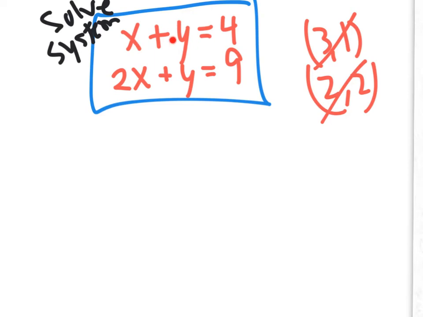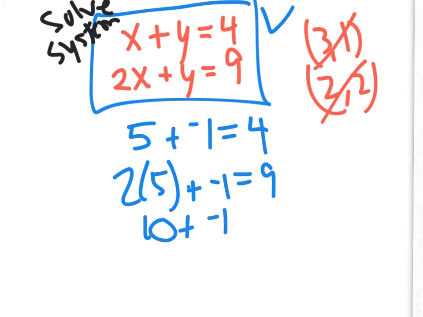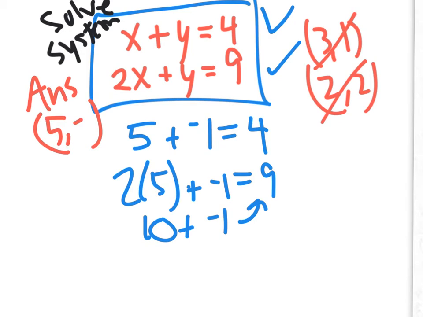5 and negative 1. I believe we have a winner. If we say 5 plus negative 1, that does give us 4, so that checks off the top one. If we go 2 times 5 plus negative 1, that does give us 9 on the bottom, because 10 plus negative 1 is 9. So it works on the bottom one also. So ladies and gentlemen, the answer to this system is the coordinate 5, negative 1. X equals 5, y equals negative 1.